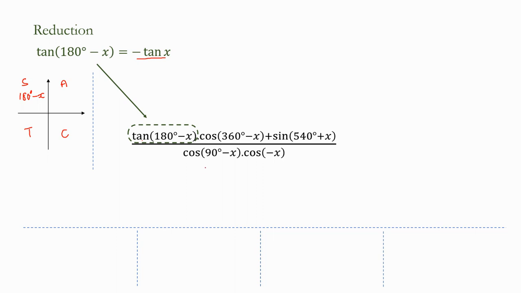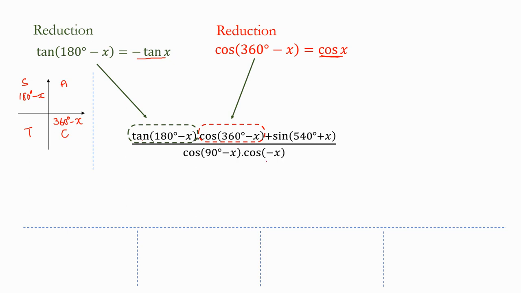Right, we go to the second component, which is cos(360 degrees minus x). Where is this angle? It is in the fourth quadrant. So 360 degrees minus x is in the fourth quadrant, and cosine of the angle there in the fourth quadrant is positive. So this is going to be cos x. It's another mark. You see that?